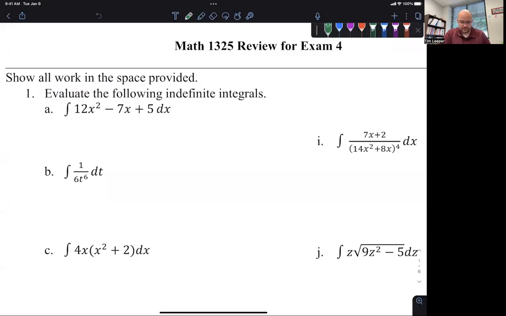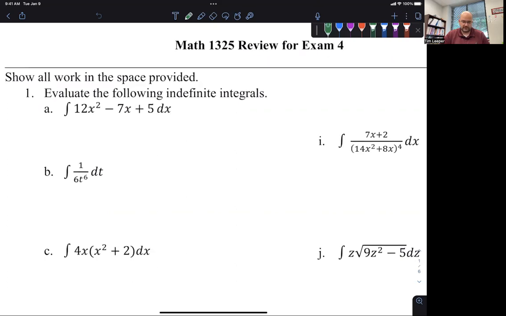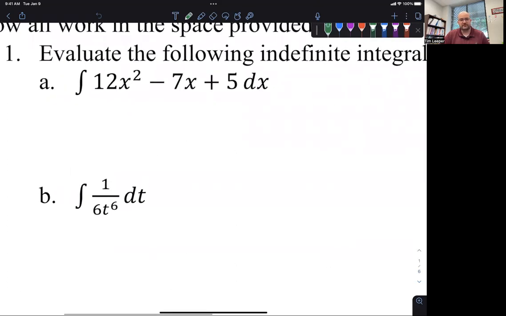Hello. In this video, we want to go ahead and look at the 1325 review for exam 4. For question 1 here, we want to evaluate the following indefinite integrals. So on 1a, we have the integral of 12x squared minus 7x plus 5 dx.